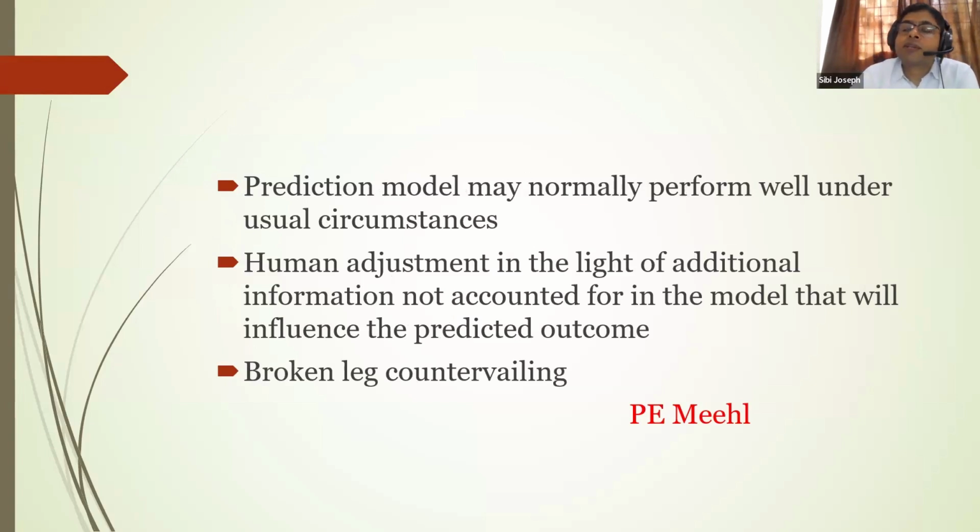PE has given this prediction model. So a prediction model may normally perform well under usual circumstances. Human adjustment is needed in the light of additional information not accounted for in the model that will influence the predicted outcome.